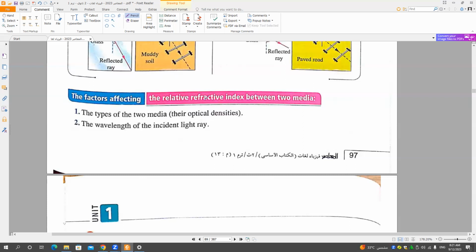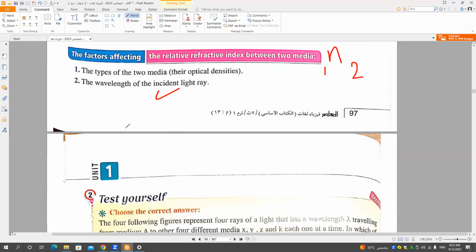Factors affecting the relative refractive index n from the first medium to the second medium: it depends on the two types of medium, which are glass, water, air, alcohol, oil, glycerin, and on the wavelength of the incident light ray, and it depends on the source of light. Each color has its own wavelength. The red color has the longest wavelength. The violet color has the smallest wavelength and the higher frequency.